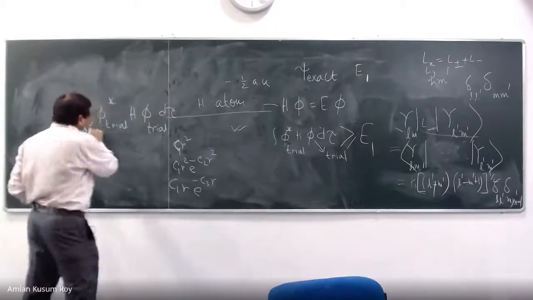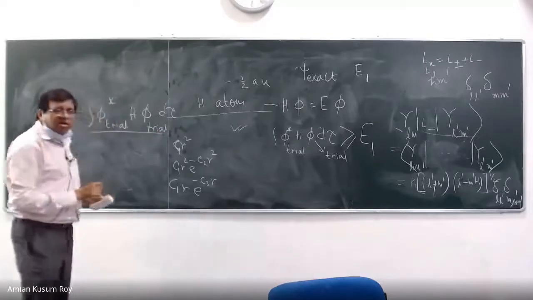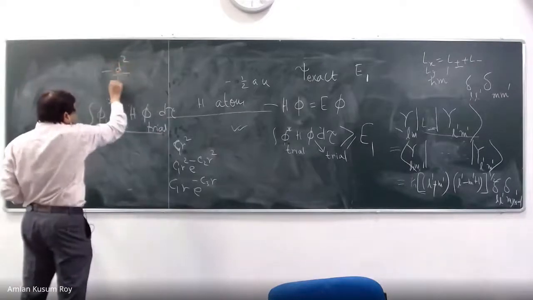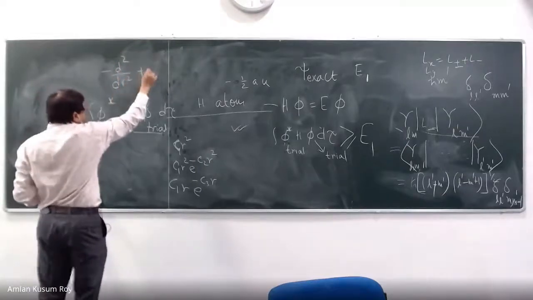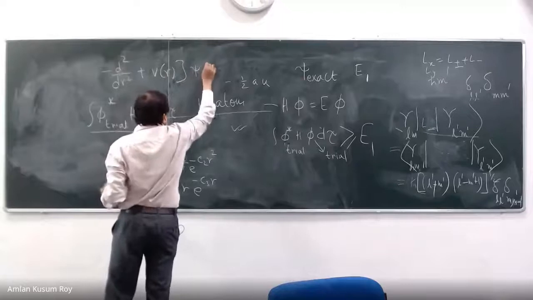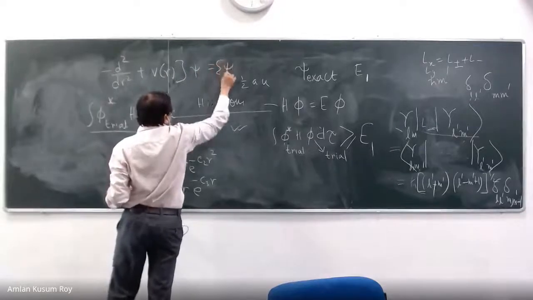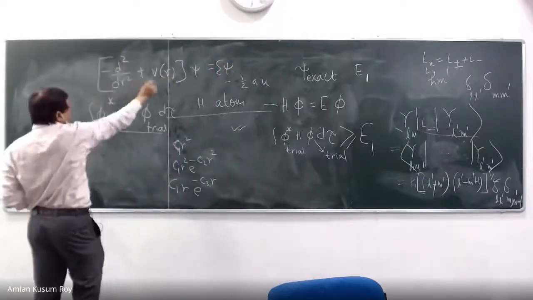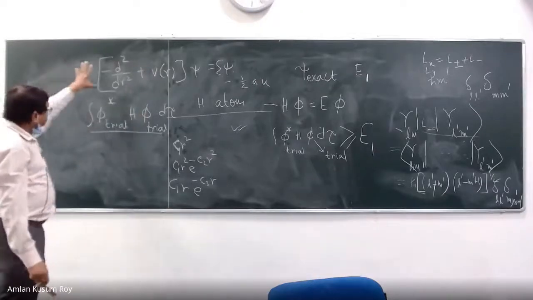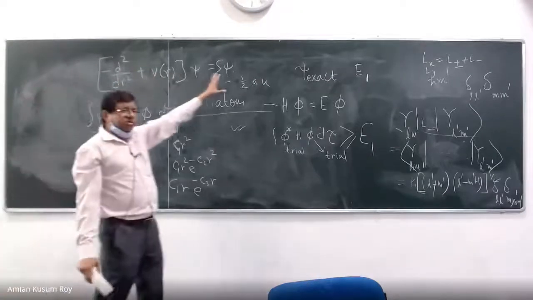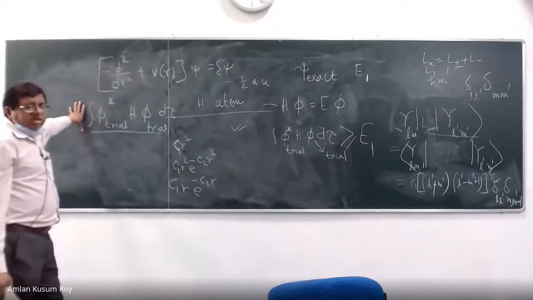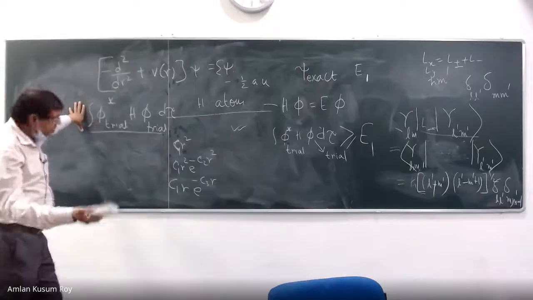Remember, considering this integral is not equal to solving the Schrodinger equation. Your Schrodinger equation is H plus V(r), psi equal to E psi. It is a differential equation. The variational principle has told you that, instead of solving this differential equation by mathematical techniques, you take an integral. Why this integral is important, we'll understand in the next class.